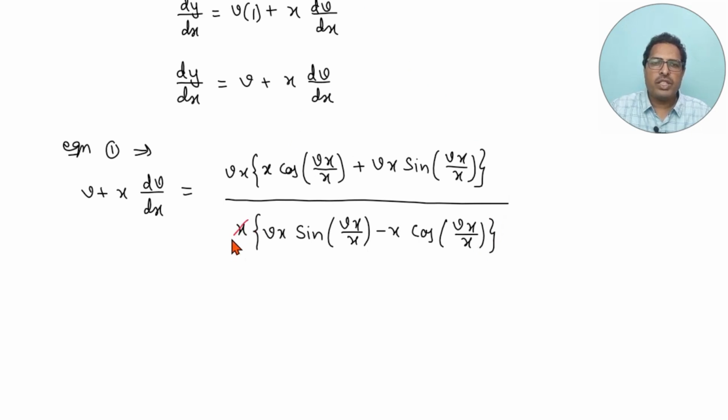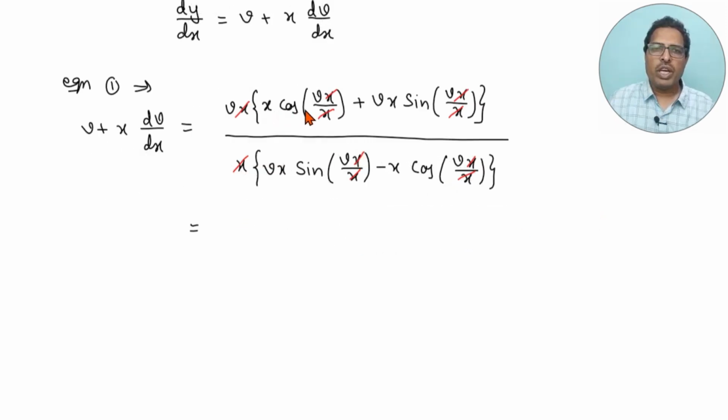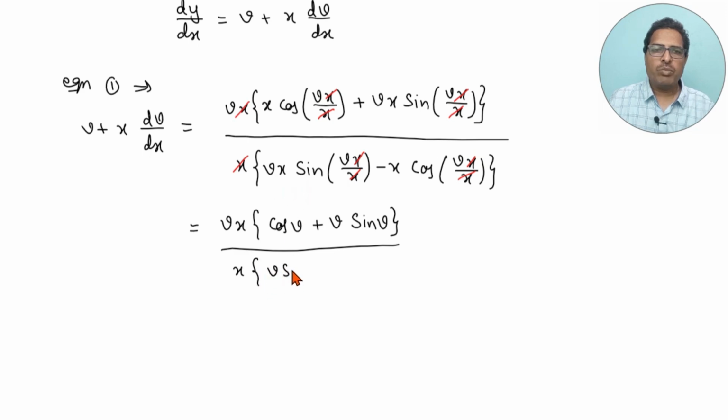You can further see that this x and x will cancel out, this x will cancel out, this x will cancel out, this x will cancel out, right. We can take x common from here, v as it is, I am taking x common outside, we are left with cos of v plus v times sine of v, it is whole divided by, in the denominator also we can take x common outside, we will be left with v times sine of v minus, since x is taken outside, we are left with cos of v.